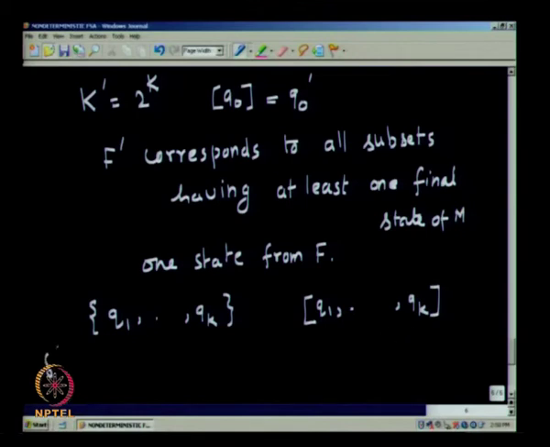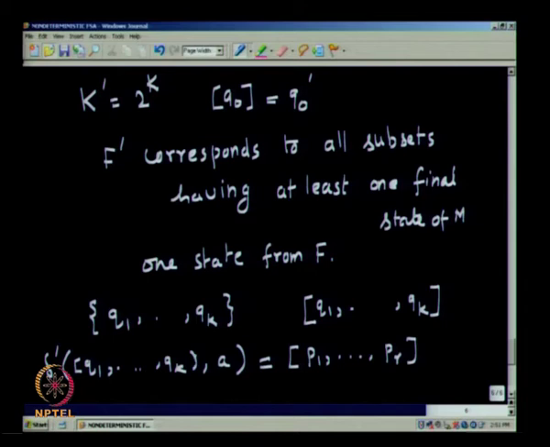And delta dash is defined like this: delta dash of [Q1, Q2, Qk], comma A, is defined as [P1, P2, PR]. Note that this is a square bracket. From this set, after reading A, you go to this state. From this state, after reading A, you go to this state.